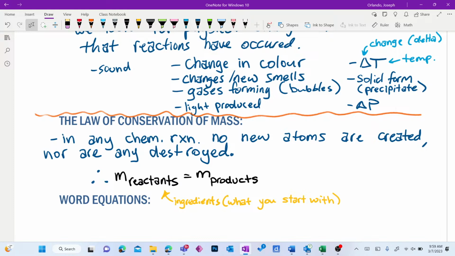Does that make sense? But it doesn't just mean mass. The corollary of this is all your starting atoms will be the same as your ending atoms. They might be in different places, but you'll have all of the ones that you had. Nothing's going to go anywhere.